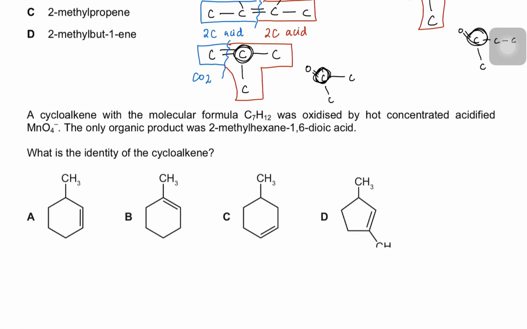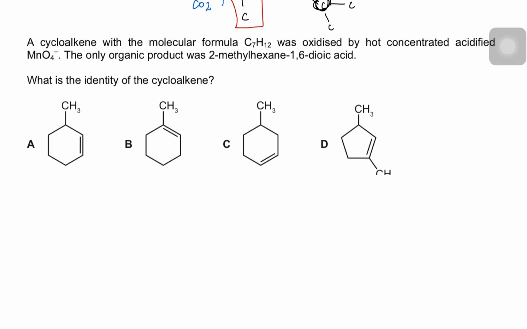Let's go further. A cycloalkene with the molecular formula C7H12 was oxidized by hot concentrated acidified manganate. The only product formed was 2-methyl hexane 1,6-dioic acid. The name of the product is really complicated. Let's draw it first.